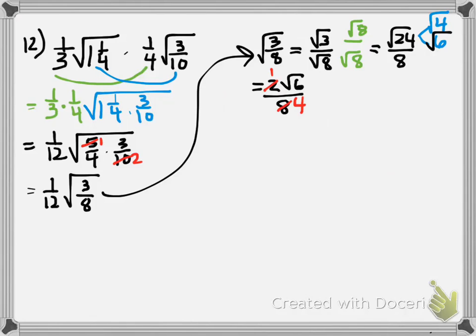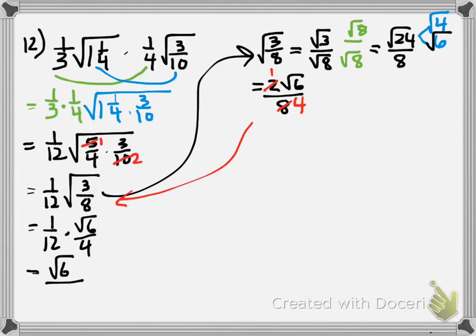So now we're ready to go back and rejoin this problem, where we have 1/12 times radical 6 over 4. We multiply straight across since there's nothing left to reduce, and we get radical 6 over 48. And again, the radical and the inside-outside numbers can't communicate, so that's as far as the answer can go.